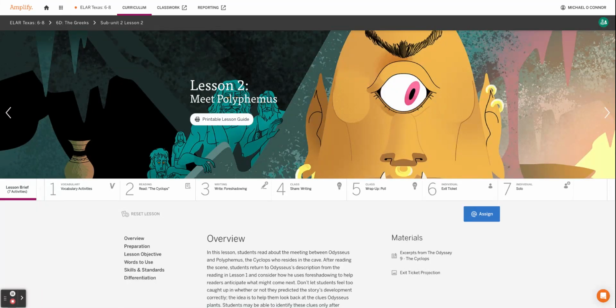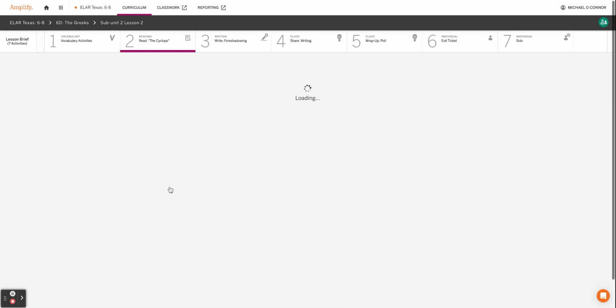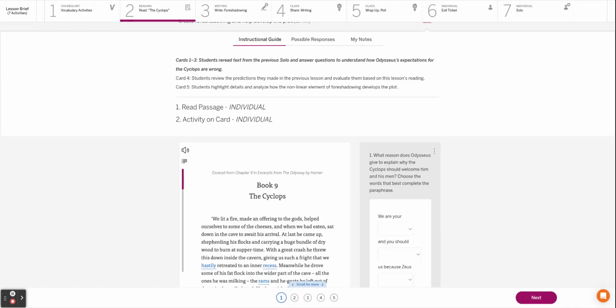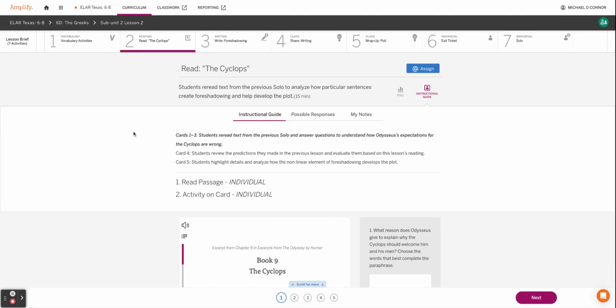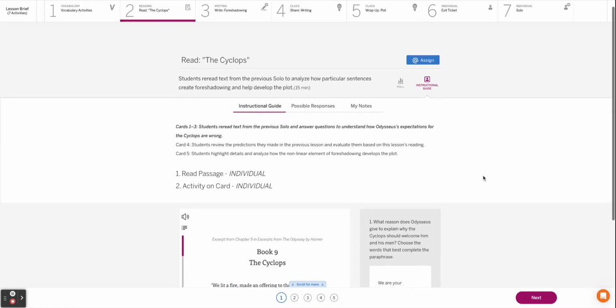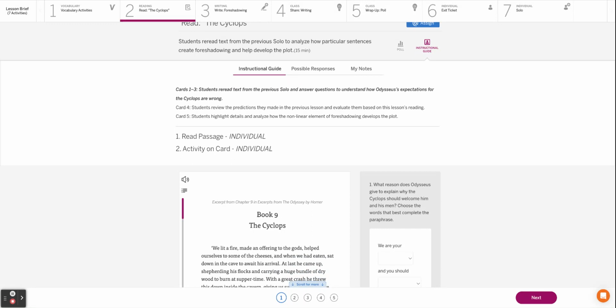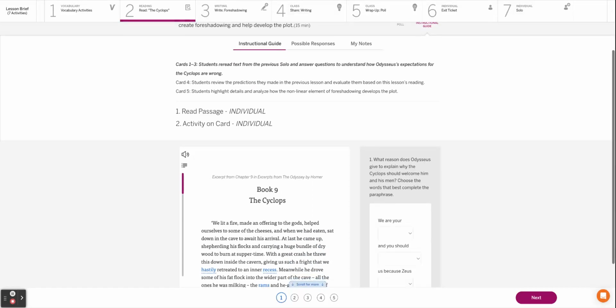Subunit 2, Lesson 2. We are continuing with the Odyssey, and we are venturing into the Cyclops. As you wrapped up that last section in 2.1, you started to highlight some traits, behaviors, actions, and descriptions about the owner of that cave. We're going to check and see if those predictions that you made come true.